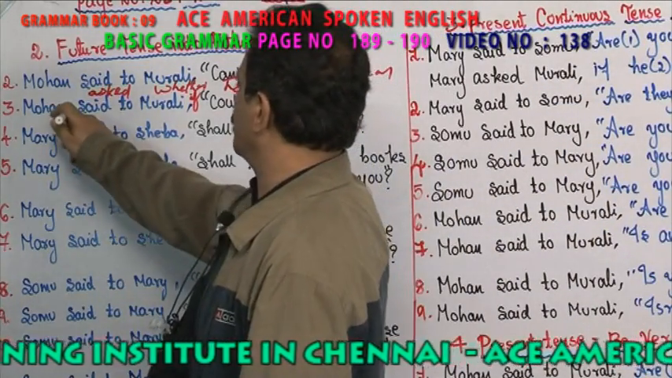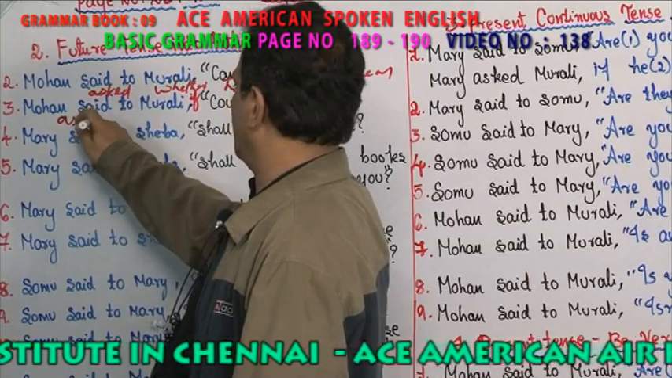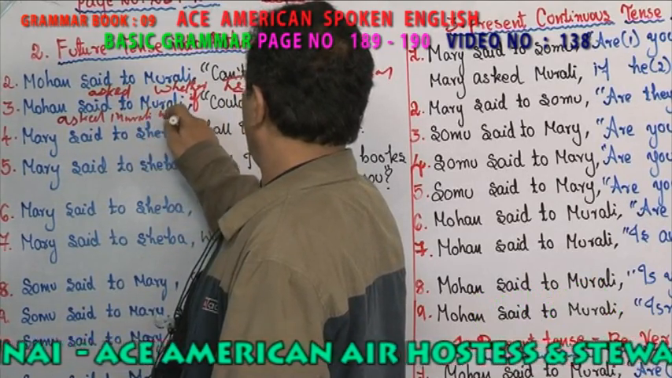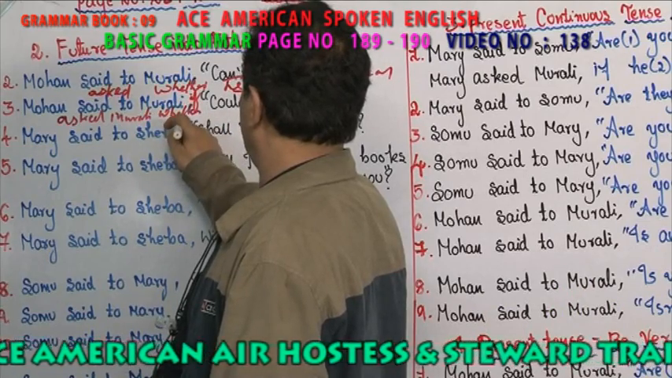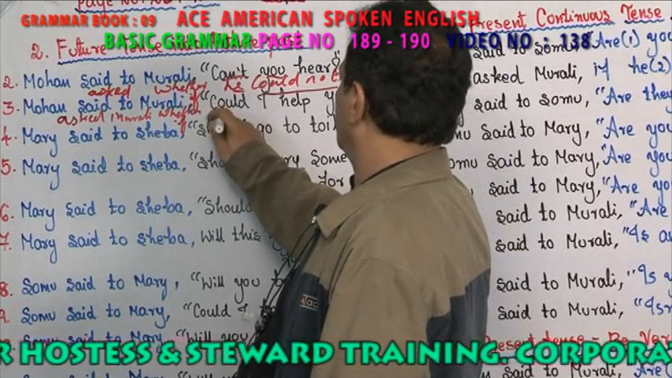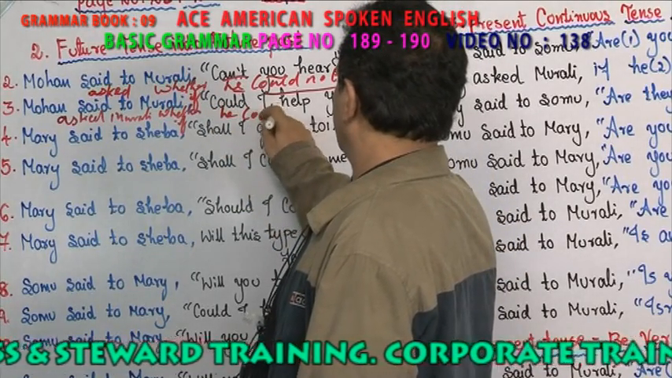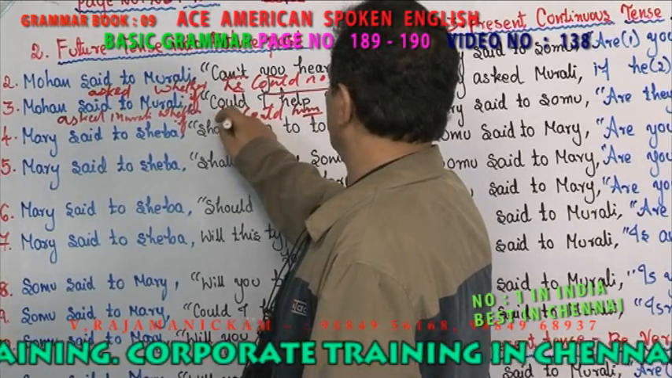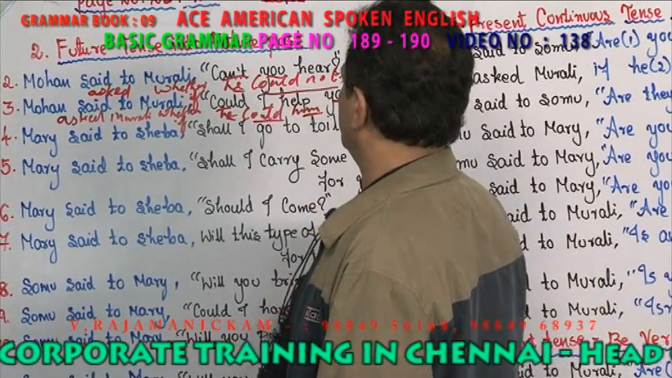Mohan said to Murali, could I help you? So, how does it change? Mohan asked Murali, how do you change? Yes, whether or if he could help him, he could help him, right? You changes into him, I changes into he, could is could, right sir.